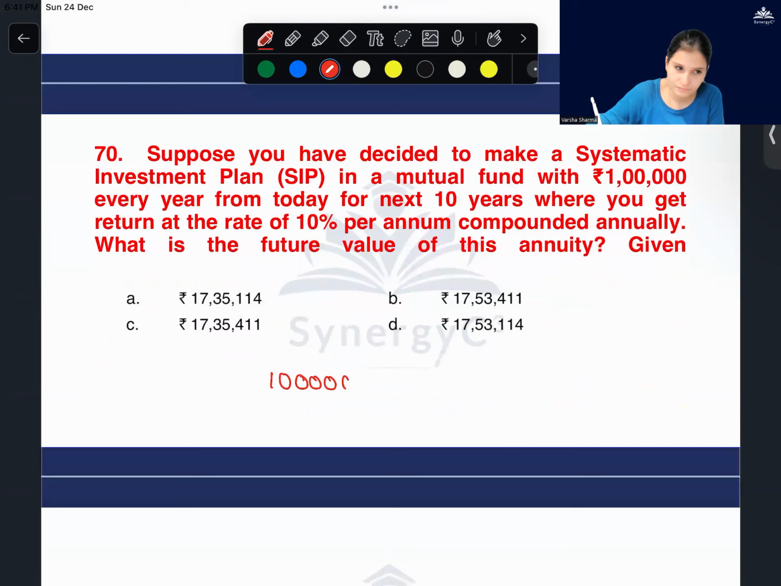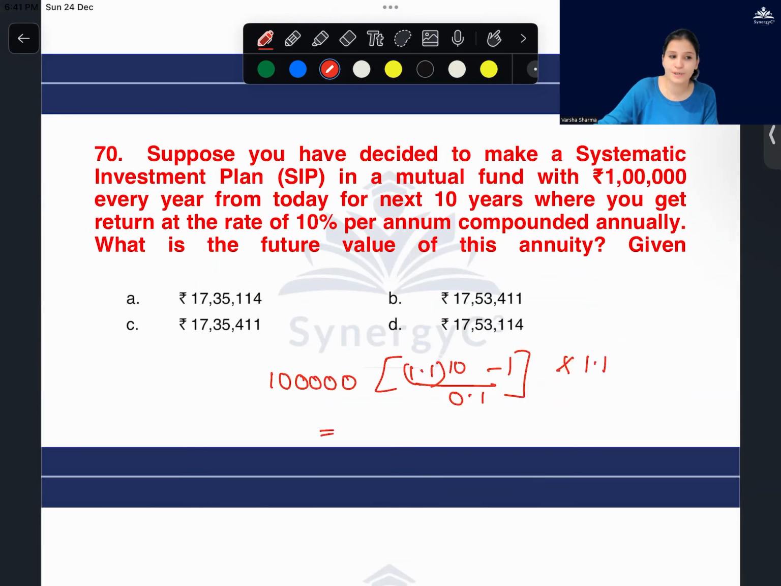One lakh, 1.1 to the power 10 minus 1 upon 0.1, into, because it's annuity due, one more factor, 1.1. This is 1753116.7. Nearest one is D. No option. The options are correct. Whatever is the nearest, mark that up. Yeah, too much of a difference. Just the decimal differences, that's okay. One till one. More than that, none of these. Done? Everyone done?